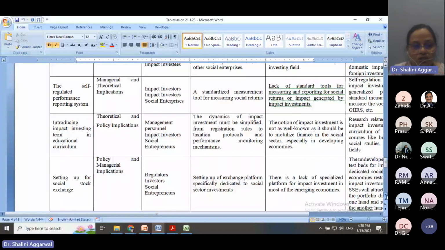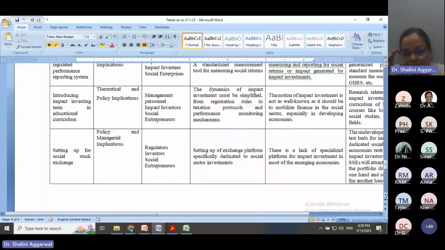Setting up of the social stock exchange. This is another implication, to see how we are going for impact investing. Impact investing means investing in such schemes which give us the financial benefits plus the social benefit as well.